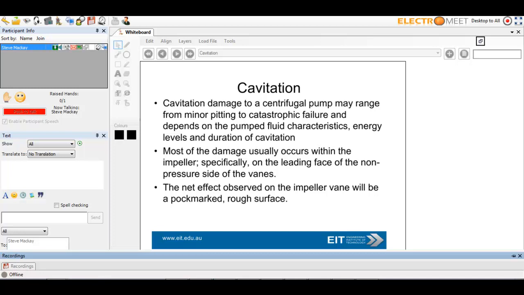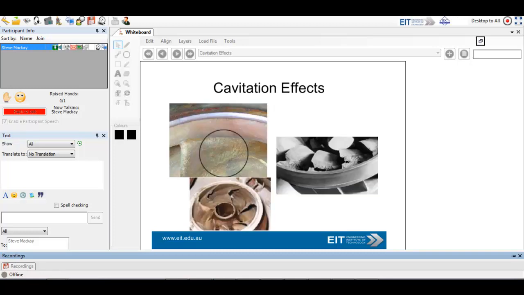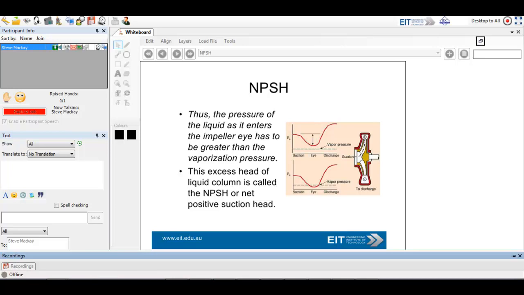depends on the pump characteristics, and really most of the damage probably occurs on the impeller, the leading face. And you can see a pockmarked rough surface. Here's a few examples. If you look carefully at this diagram here, you should be able to see there's a very major impact of cavitation here, but obviously that will impact the performance of the pump.